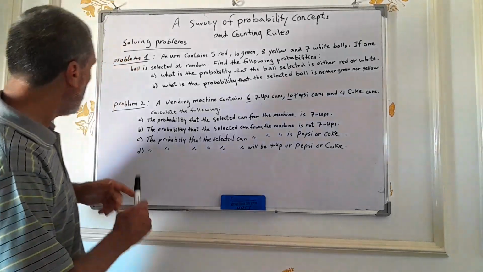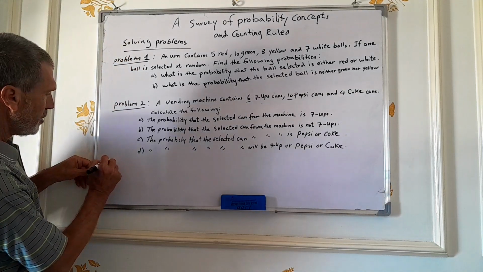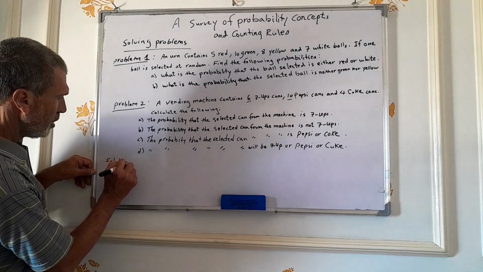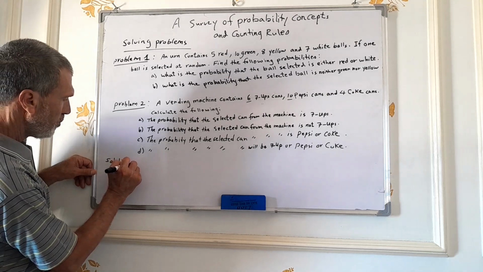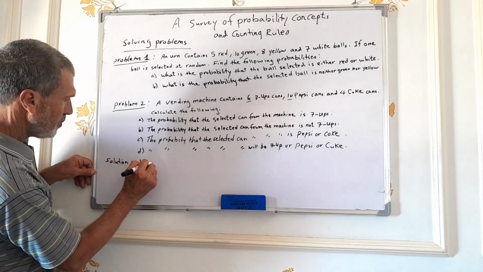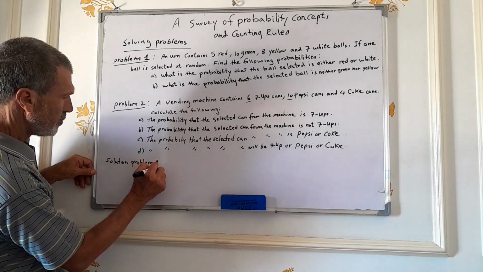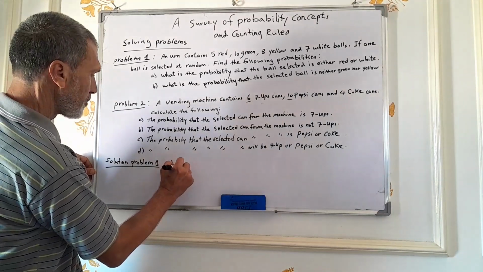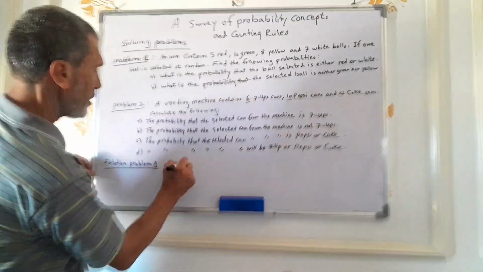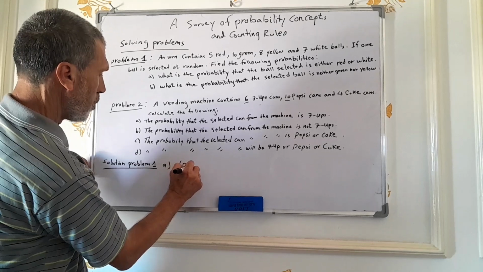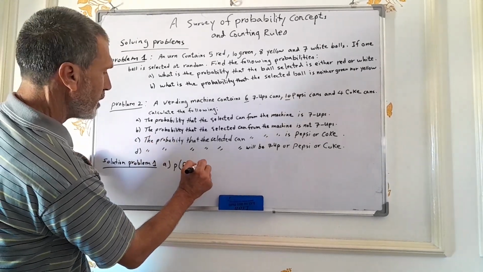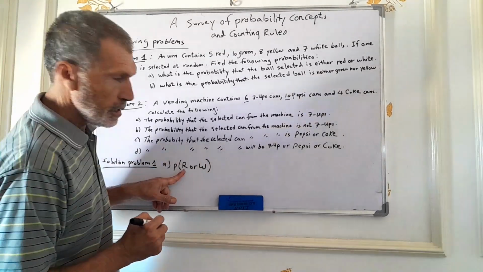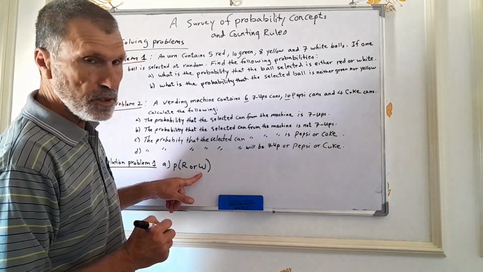Okay? So this is solving problem number 1. Solution. Problem 1. A, of course, probability either red or white. R stands for red and W stands for white.